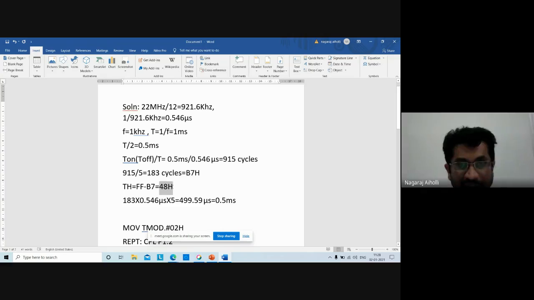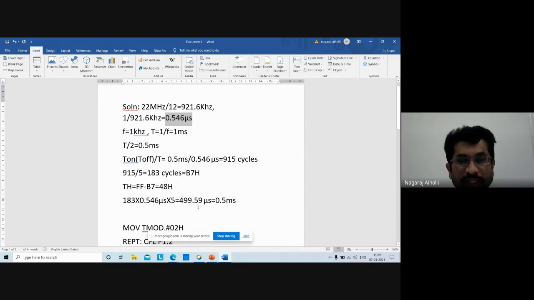So this is the starting value we have to store, so that it makes 183 counts to reach the final value, FF. Now, if it is 183 counts, how much will be the time delay? Let us calculate. For one count, 0.546 microsecond of the clock period is required. So 183 into 0.546 microsecond, and it repeats 5 times.